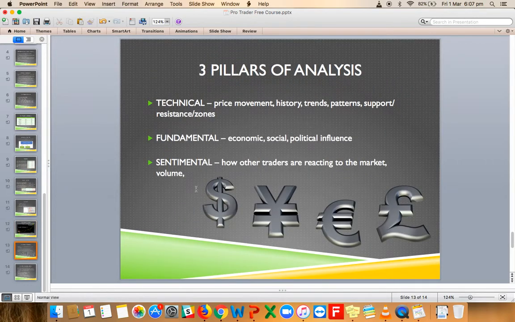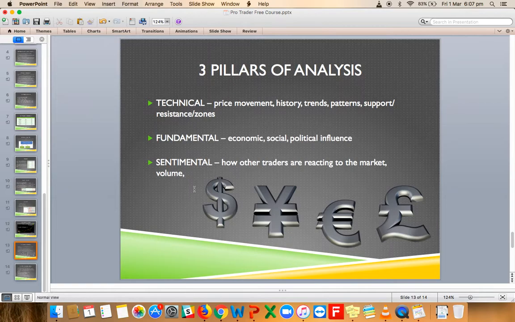Now, three pillars of analysis. When you want to trade, remember you must analyze first. You don't just jump into the market, place a buy, place a sell. You must analyze. And there are three types of analysis basically. Even though you're supposed to be exposed to all these types of analysis, you will end up being a good analyst in a particular area. So you can either be a technical analyst or fundamental analyst or sentimental analyst, but majorly you find more of technical and fundamental analysts. So the three types of analysis in forex trading are technical analysis, fundamental analysis, and sentimental analysis.